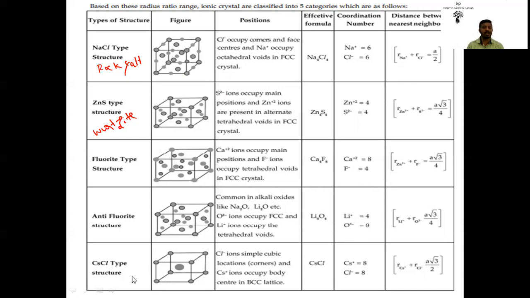Then CsCl type of structure. If you consider the CsCl type of structure, Cl minus ions occupy the simple cubic locations, that is corners, and Cs plus ions occupy the body center in the BCC lattice. Hence, the CsCl type, which is also known as the BCC type of arrangement, has coordination number 8:8 for cation and anion respectively, and the distance between nearest neighbors is a root 3 by 2.